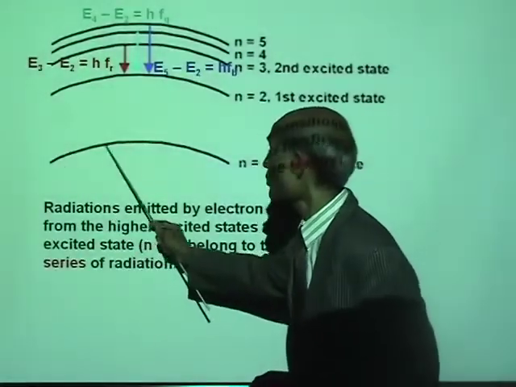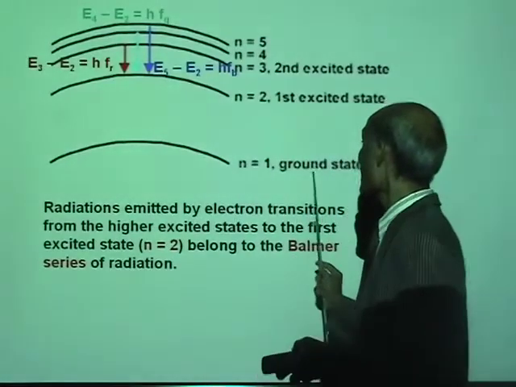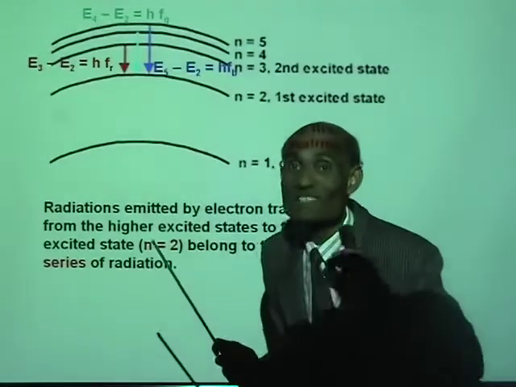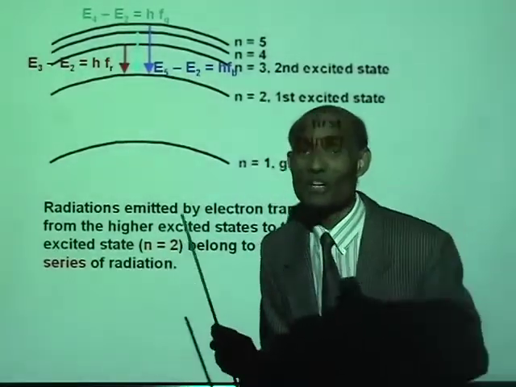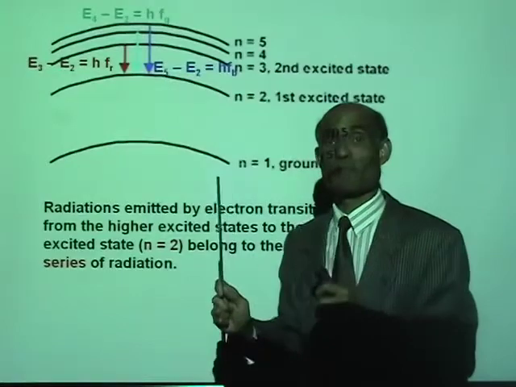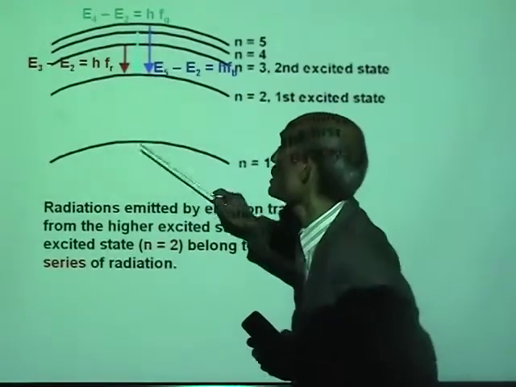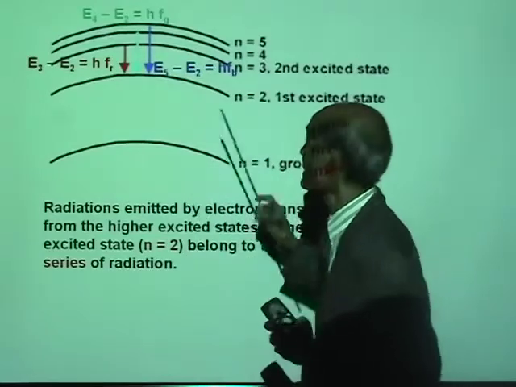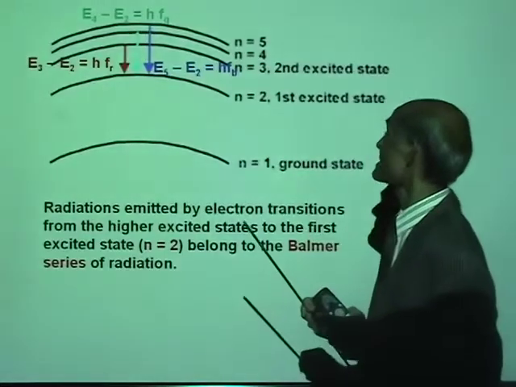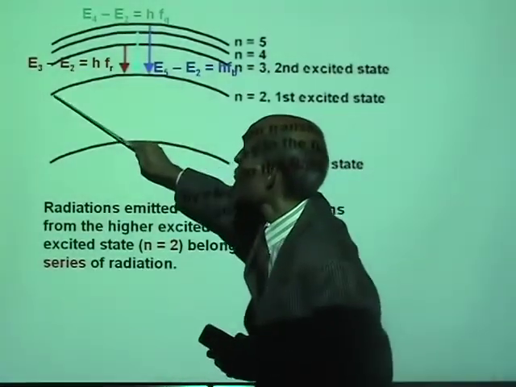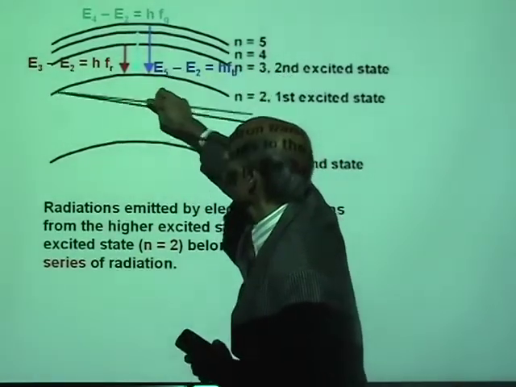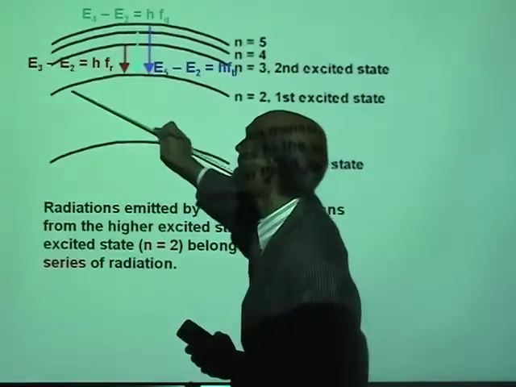Now, if you look at these levels, the first level is called n equal to 1, the ground state. The second level, n equal to 2, is called the first excited state. For hydrogen, there's only one electron, and that is normally in the ground state. You see, when it receives extra energy, it goes to the first excited state. If it receives more energy, it goes to n equal to 3, the second excited state. And now, what we saw here is electron transitions from higher energy states to the first excited state.